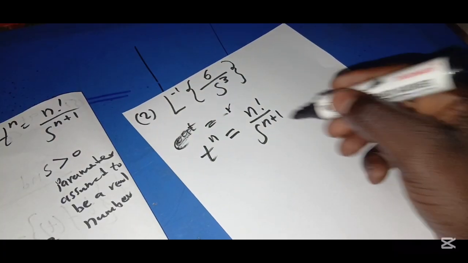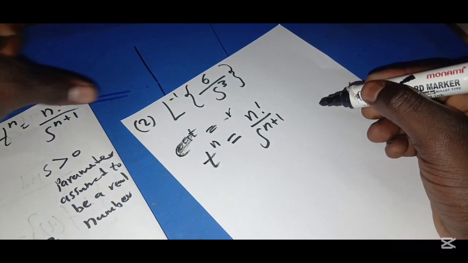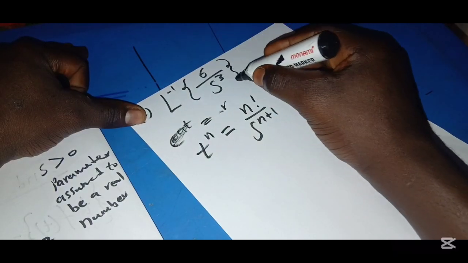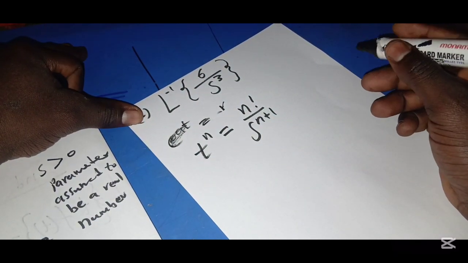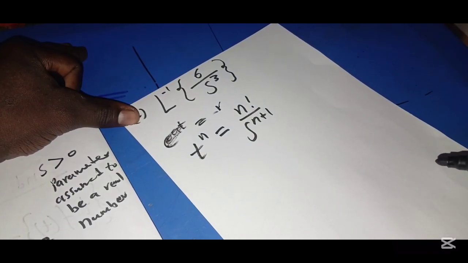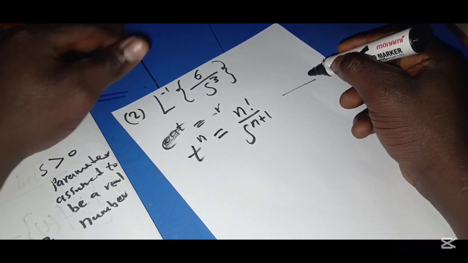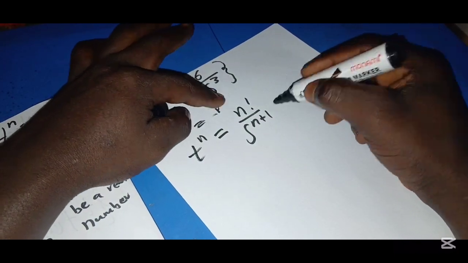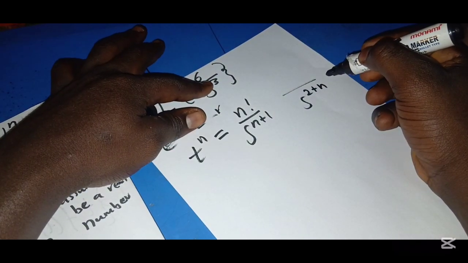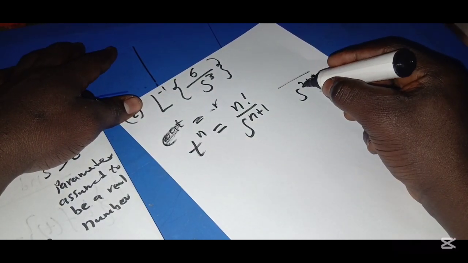So now that I know the function is of this form, let me start my analysis. So, 6 over s to the power 3. First of all, just do the denominator analysis first. The denominator is going to give you an n value quickly. So let's say my denominator here should be n plus 1. I can write 2 plus 1 since it is 3, right? So this is clearly telling me that my n is 2.